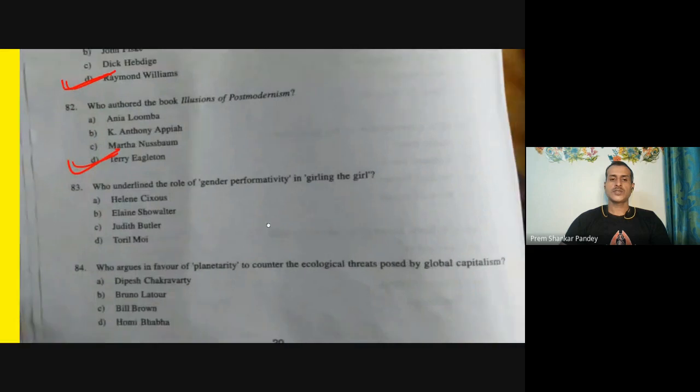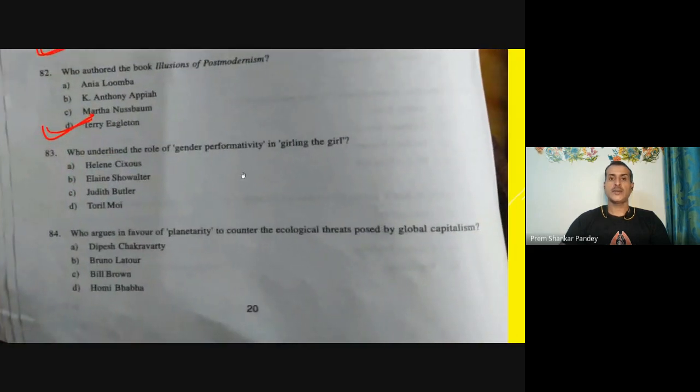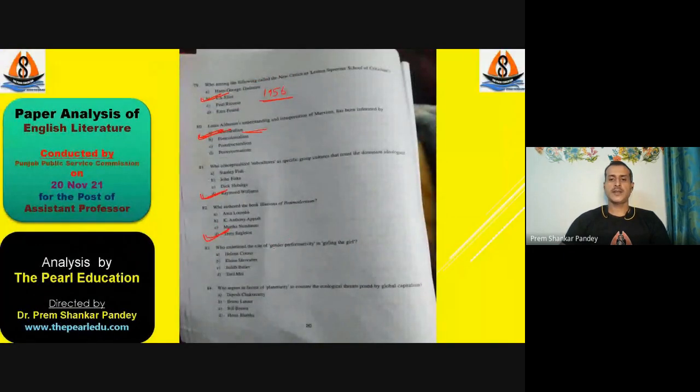The next question, who underlined the role of gender performativity in girling the girl? This question again was repeated in the Rajasthan Assistant Professor exam. Gender performativity. Yes, Gender Trouble. And the term has been taken from Judith Butler's book, Gender Trouble. So C is the right answer here.